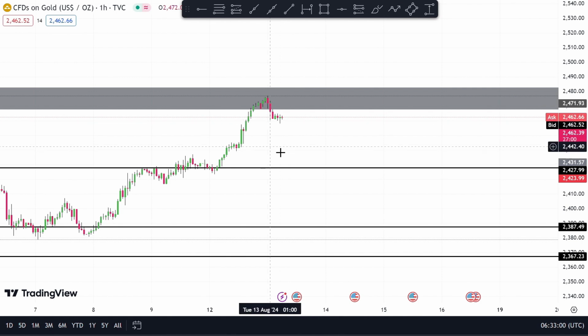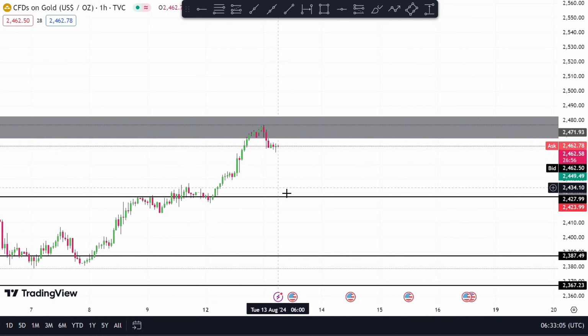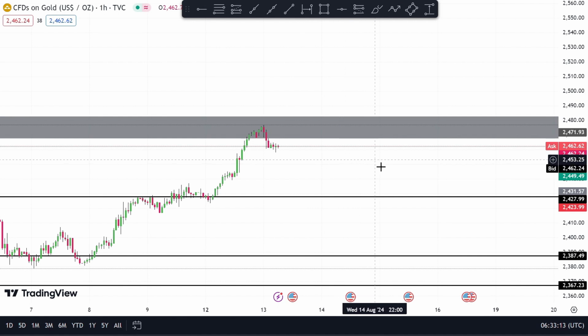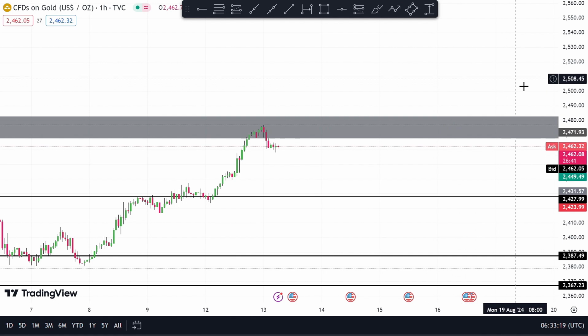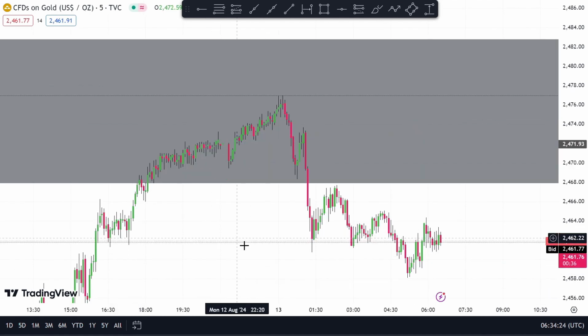Alright, so let's go to the lower time frame. Remember, we have to take our trade on the 5-minute time frame or even the 1-minute time frame, so we can minimize our loss and maximize our profits. Alright, so here we are in our 5-minute time frame now.